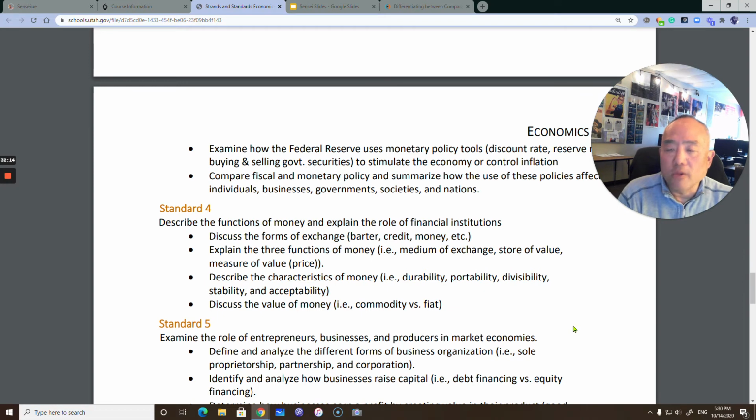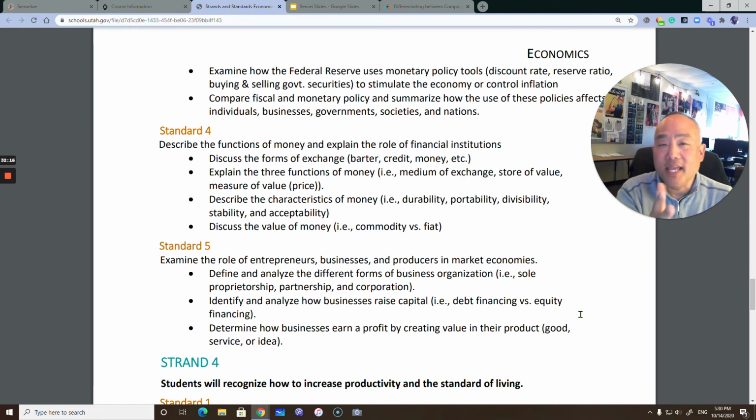Standard 5, examine the role of the entrepreneur. The role of the entrepreneur in an economy is to keep that economy humming, start new businesses, be innovative, and manage resources wisely. That's the way I like to remember it. There are 4 factors of production.